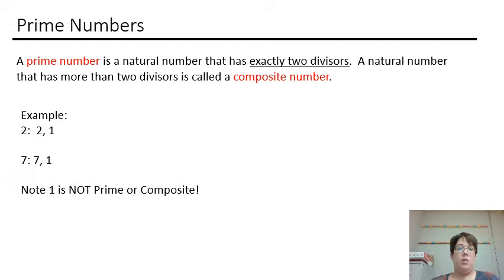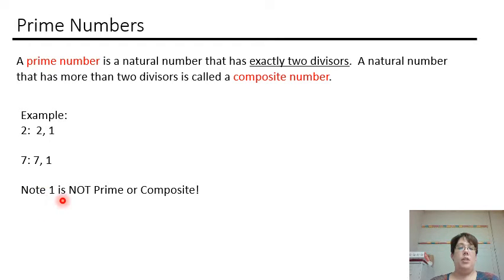Okay, so let's look at an example of a couple of prime numbers. The number 2 has divisors of 2 and 1. Those are the 2 numbers that will divide into 2. 7 has divisors of 7 and 1. Those are the 2 numbers that divide into 7. So pretty much a prime number has a divisor of itself and 1. So that's what a prime number is.